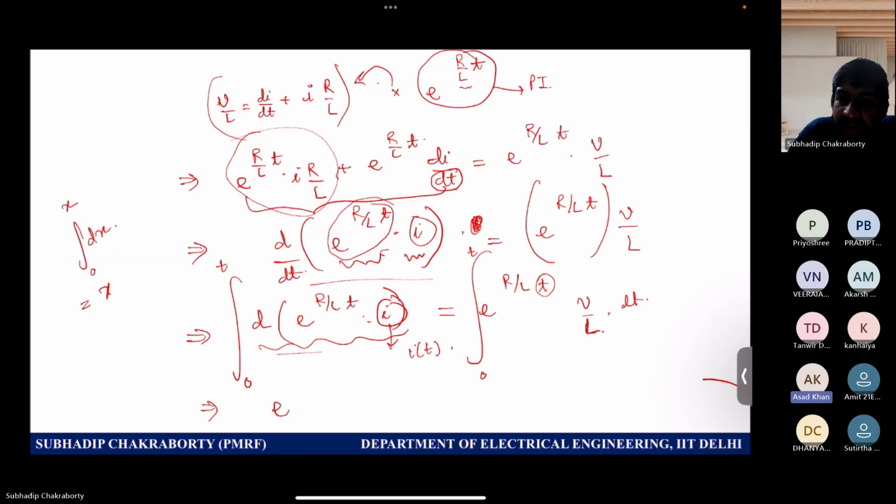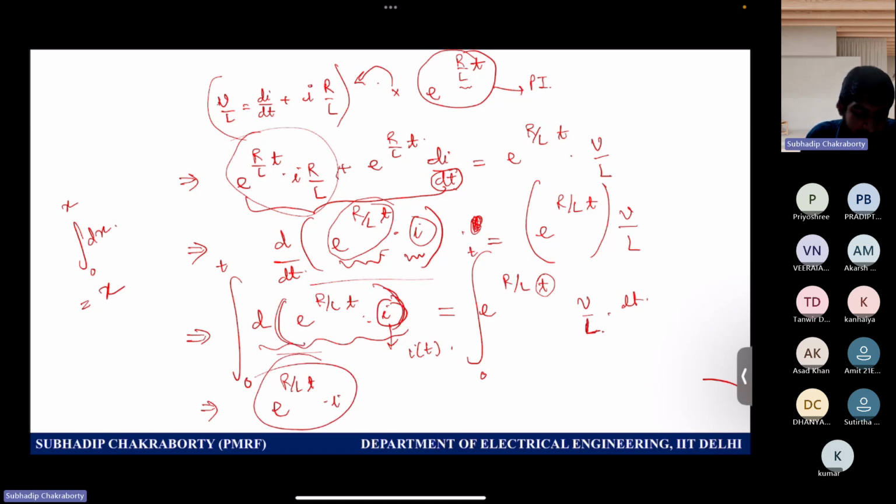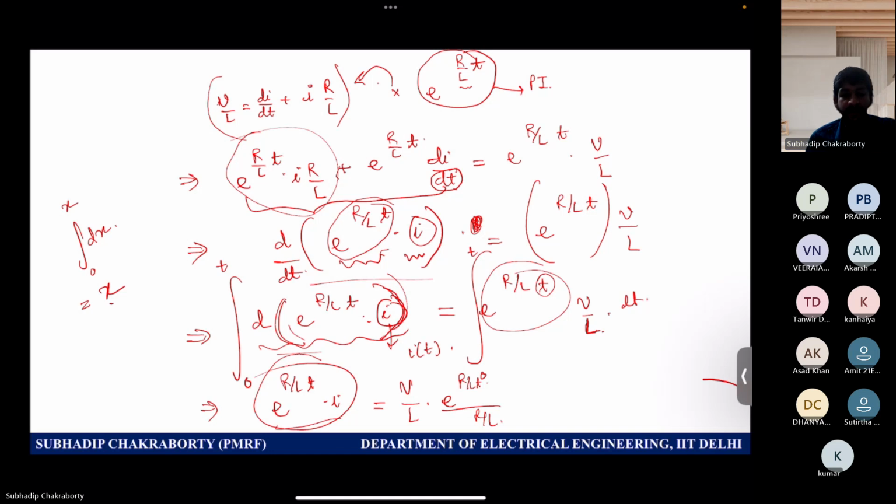Yes, e to the power r by L into t, correct, into i. You forgot the i. Whatever is sitting inside d, that will come, because integration 0 to x dx is x. So integration of d of this will be this. And what is this thing? Because V by L is constant, so integration of e to the power r by L into t is e to the power r by L into t by r by L. I of t I can write.